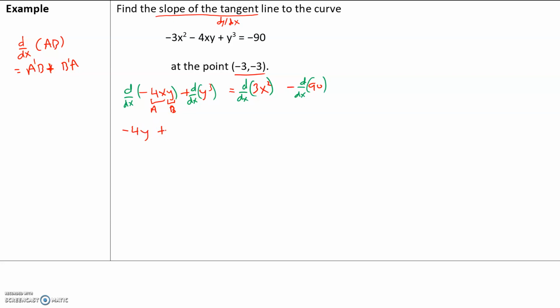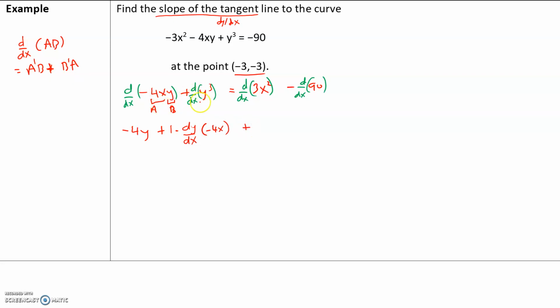Plus b prime. So b prime, the derivative of y, is just going to be 1. But we're going to be left with the dy/dx because remember, you put the y over there, dy/dx is left over, and then times a, which is negative 4x. That takes care of the product.